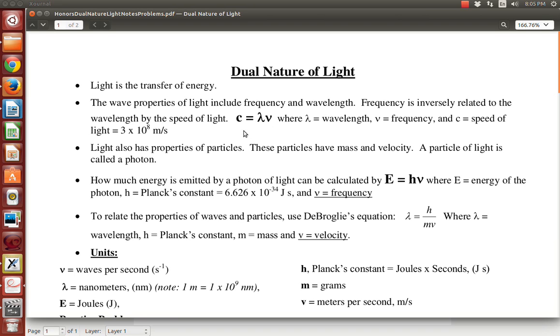which relates c, the speed of light, 3 times 10 to the 8th meters per second, is equal to lambda, which is the wavelength, times nu, which is frequency. However, we're going to use an F for frequency rather than this nu symbol. And Planck's equation, the energy of a photon of light, photon little packets, is equal to Planck's constant, which is this value here, 6.626 times 10 to the negative 34 joules times seconds, times frequency again, nu. We're going to use the F for frequency. So these equations are on this page.